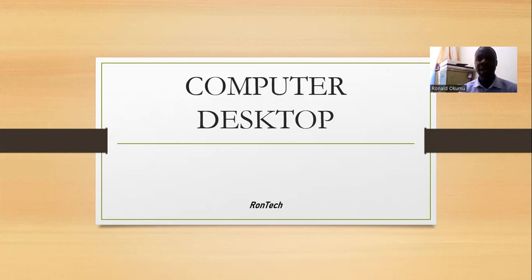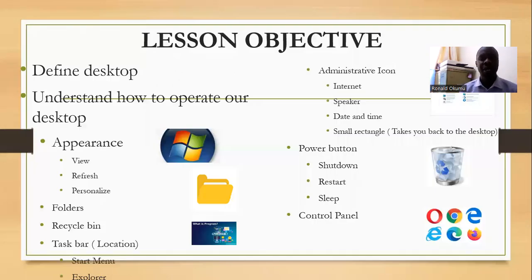Today we are going to discuss the computer desktop. Let's start by understanding our lesson's objective. By the end of the session, we are going to be able to define what a computer desktop is, and understand how to operate a number of things on our desktop, which might include the appearance of the screen, things like how you can change the background, and how to refresh your computer. Then we shall be able to know how to use the folders, things like the recycle bin, and the taskbar.